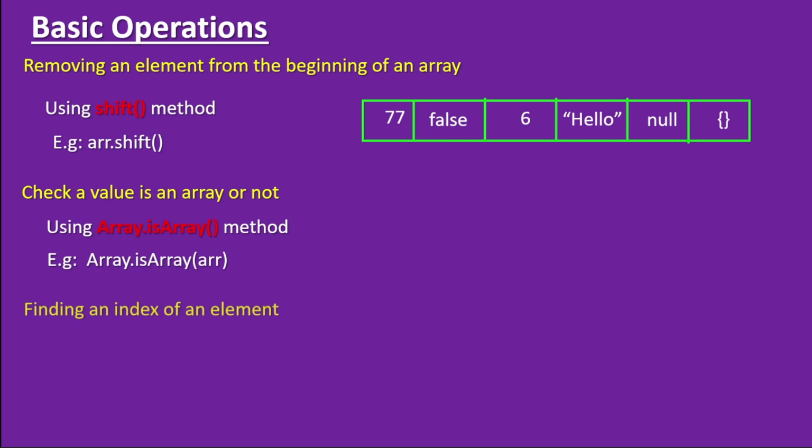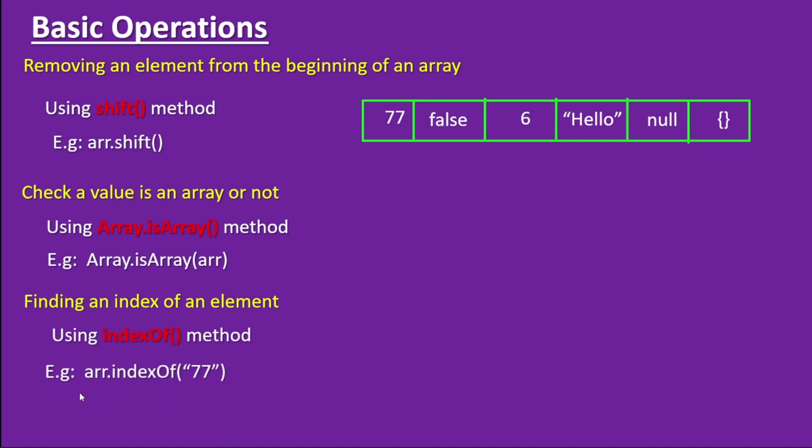Then the next method we have is how do we find the index of an element in the array. Let's say I want to find the index of this particular element which is inserted in this array. That is with the indexOf method. We pass it like this, array.indexOf, in which we pass the value whose index we want to find, that is 77. It will return the particular index. In this case it will return 0 because it is stored at the 0th index.